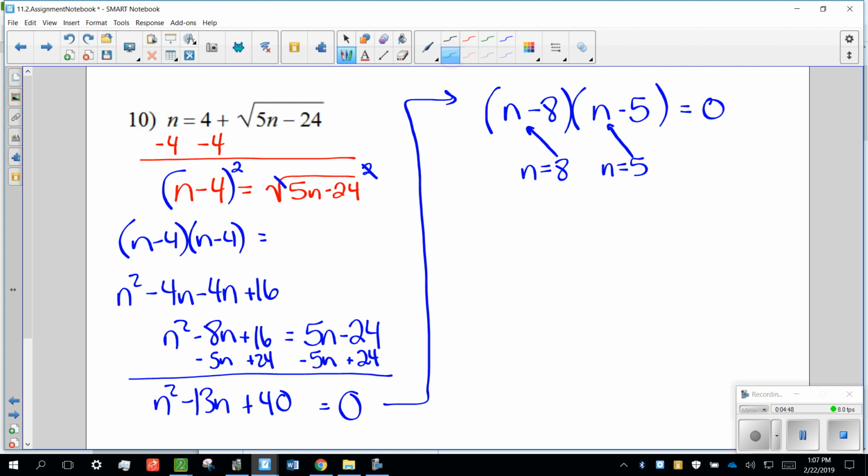So the last step is just to check and see if those answers work with the original equation. So does 8 equal 4 plus the square root of 5 times 8 minus 24?